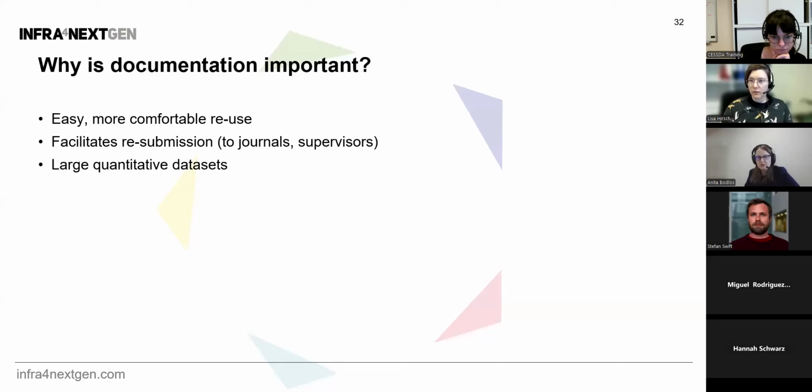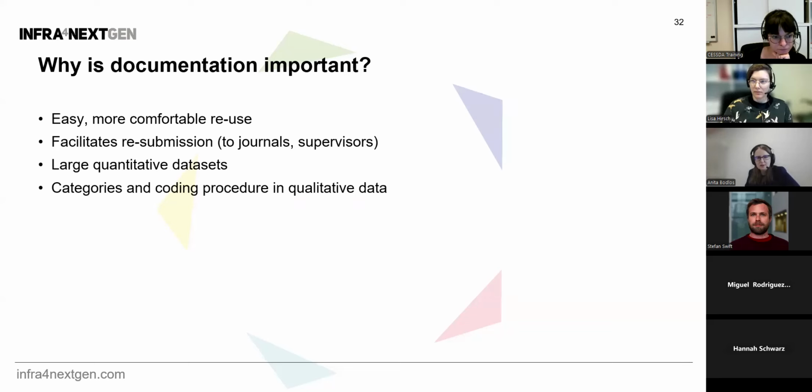Documentation is important for large quantitative data sets, for instance, all the variable names, the variable labels, and all the value labels of the individual values of categorical data. So if you have a large quantitative data set with 500 variables, which are labeled variable 1 through variable 500, you really need a good documentation to find your way around this data set.